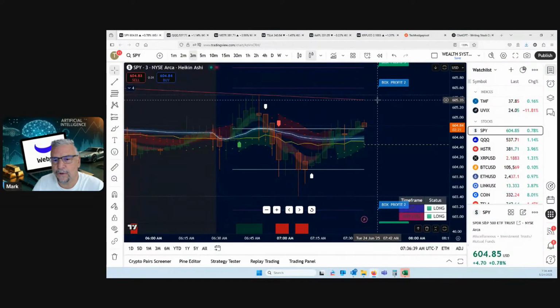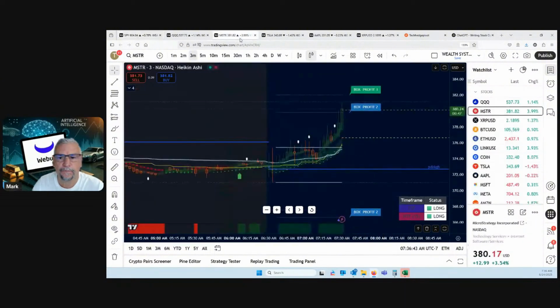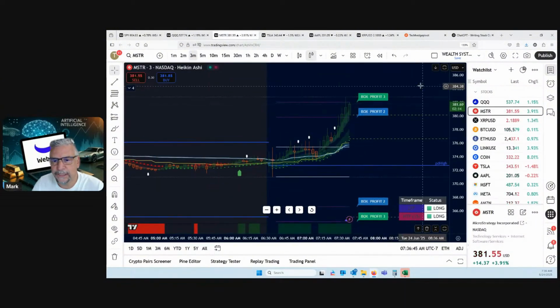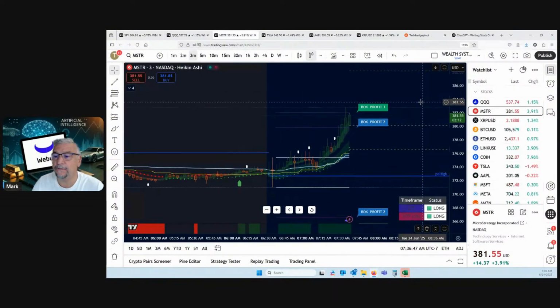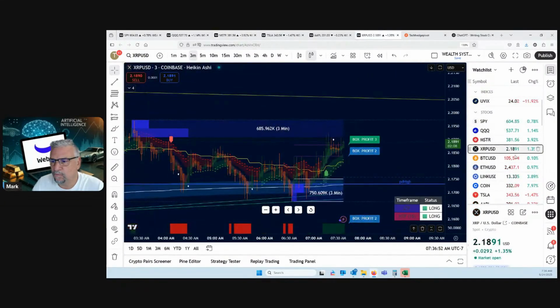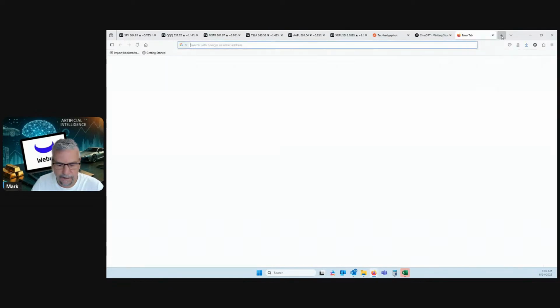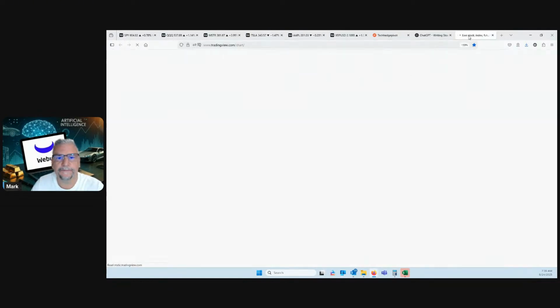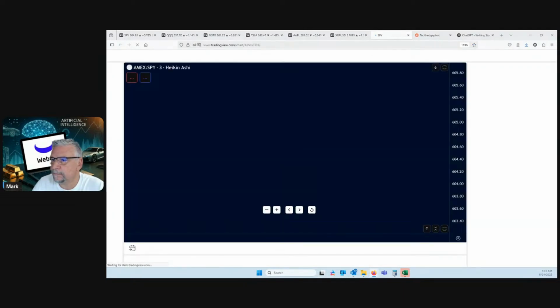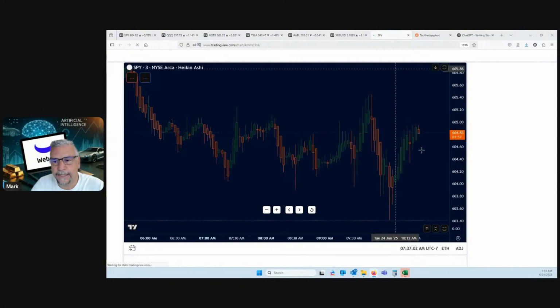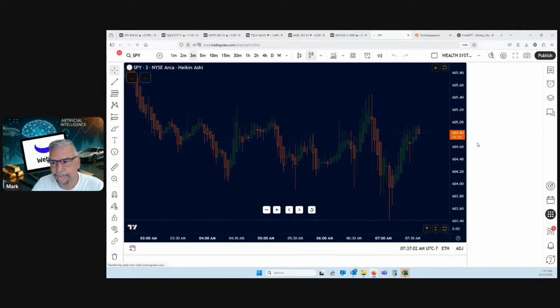SPY has a little more room up to the 605, let's say 30 range. MSTR is just moving. I mean, this is wonderful to see for crypto. You can see XRP's up 1.35%. I'm going to open up one more. I'm going to put Bitcoin there and see what Bitcoin's doing. So let's take a look at Bitcoin.